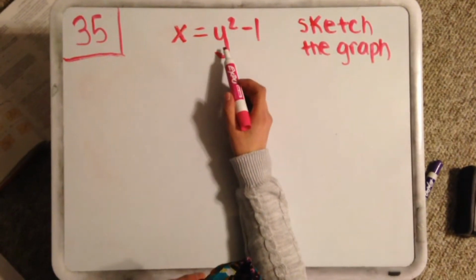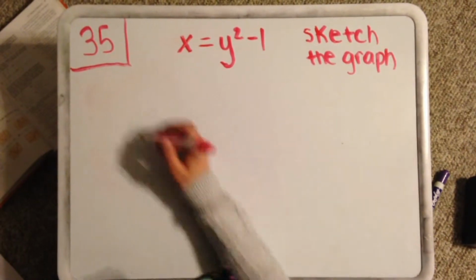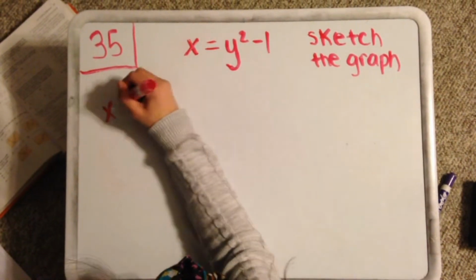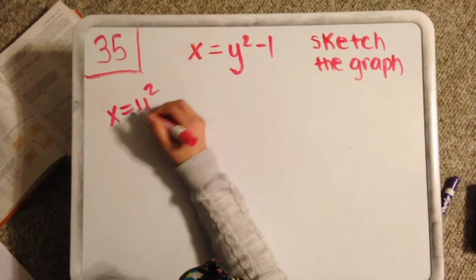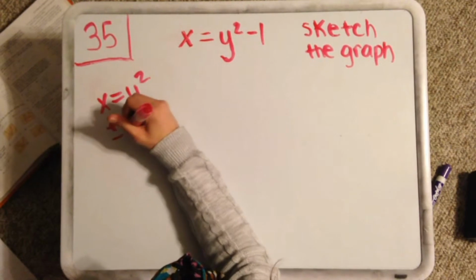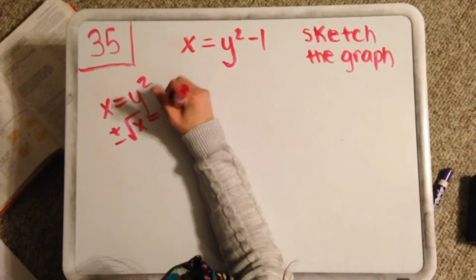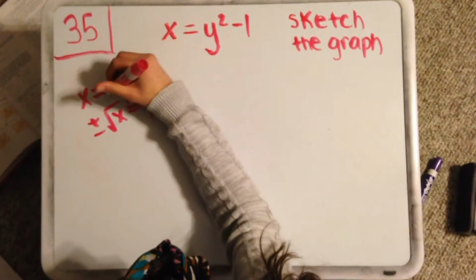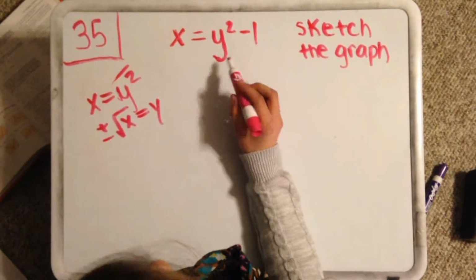And what you want to try to do is get y by itself. So this is what the parent function usually looks like. It's x equals y squared, and you want to solve or get y by itself, so it would be plus or minus the square root of x equals y, because you have to square root that too. And then you do the same thing with this.